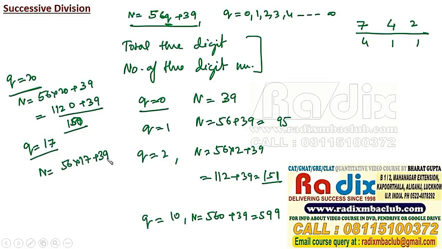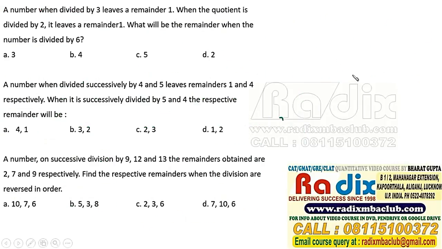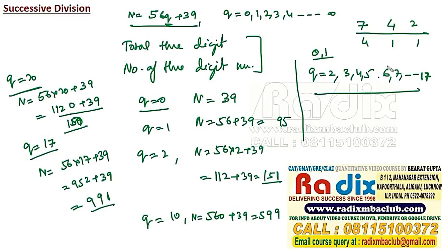right? It would be 952 plus 39. So this is 991. So the 3-digit numbers start with q as 2, then 3, 4, 5, 6, 7 and so on up to 17, right? So from 0 to 17 we have a total of 18 numbers. If we remove 0 and 1, we will have 16 numbers.